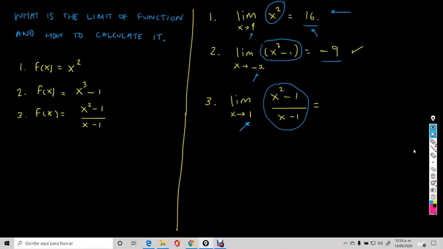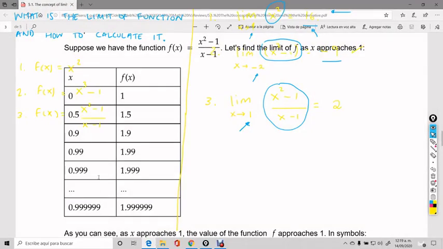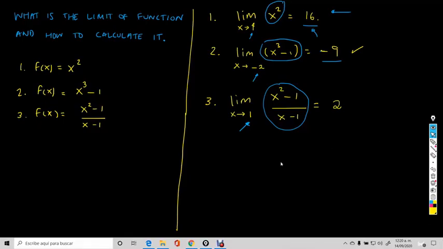Basically, we can answer this question in the following way. The limit as x approaches 1 of this function, x squared minus 1 over x minus 1, is equal to 2. According to what? According to the table that I drew in this document. I can see the pattern. I can see to what value f of x is approaching as x approaches the number 1. You see? So that's how you get the limit of a function.